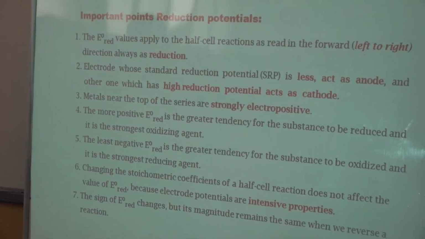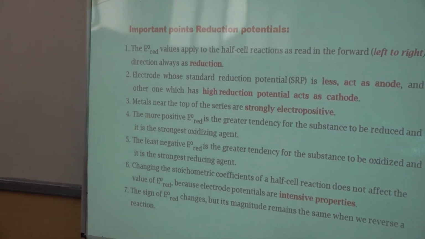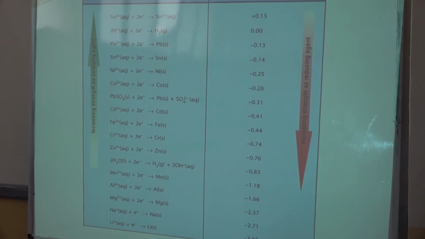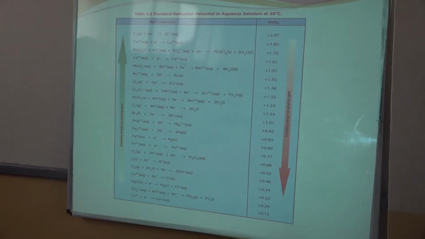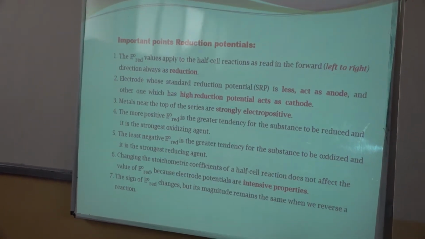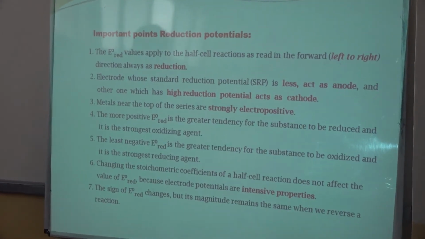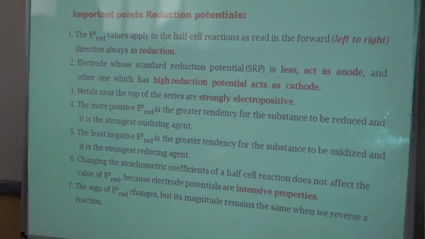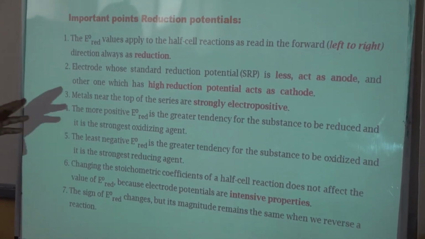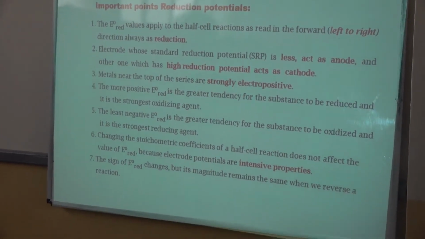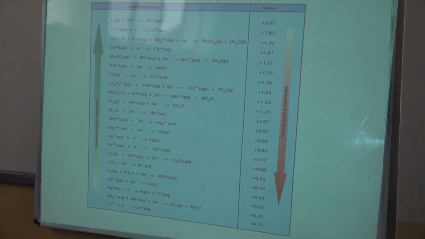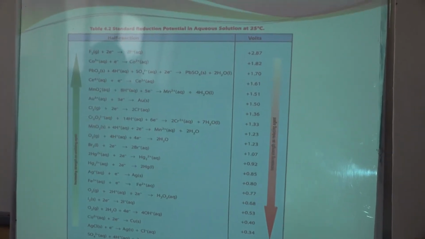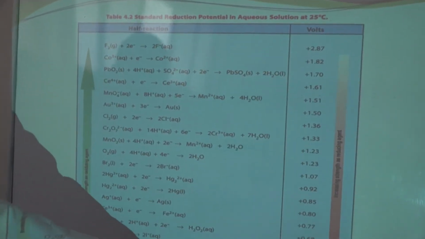Next, important points about reduction potential values. In reduction potential, students, you have this table in your textbook, you can refer to it, but I need to explain very important points about the reduction potential values. In reduction potential values, you should always read the half cell reaction from left to right as the reduction form. All are in reduction form. What does it mean? Here, all are reductions. F2 from 0 state to -1 state. Copper +2 to 0 state.